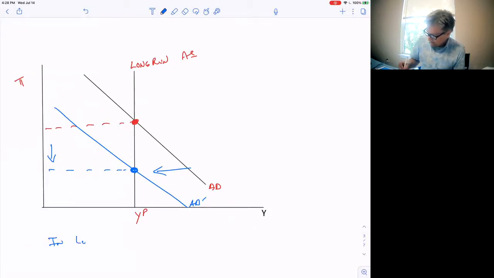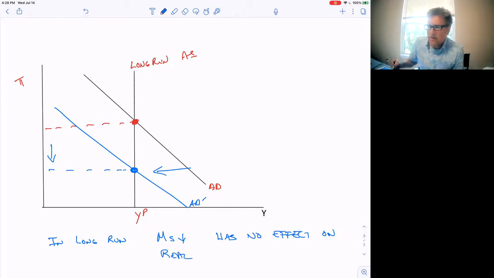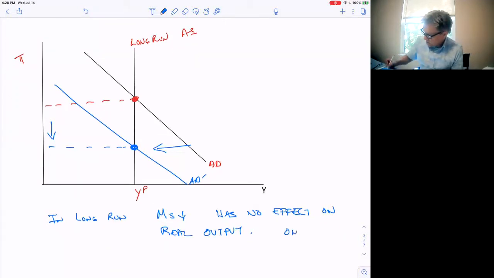So in the long run, decreasing the money supply has no effect on output. No effect on real GDP or real output. It only lowers the inflation rate. Which makes sense.